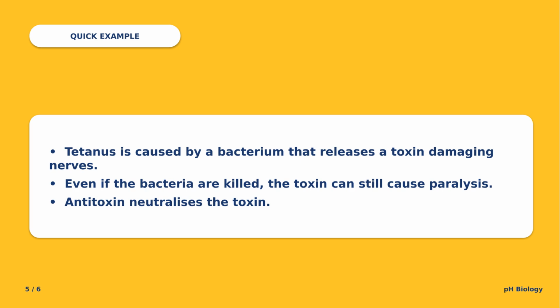Quick example, tetanus is caused by a bacterium that releases a toxin damaging nerves. Even if the bacteria are killed, the toxin can still cause paralysis. Antitoxin neutralises the toxin. That's why a tetanus vaccine contains the inactivated toxin, training the body to produce antitoxin in advance.